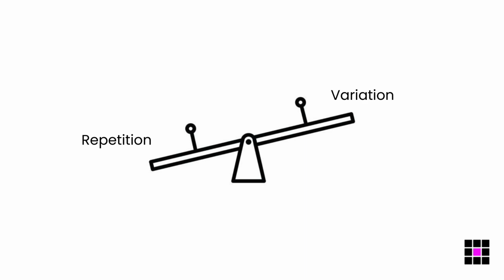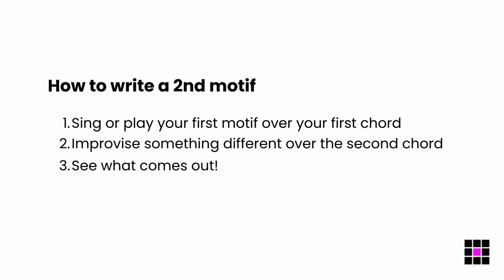Melody writing, and songwriting in general, is all about finding this perfect balance between repetition and variation. Right now we have loads of repetition, and we could probably use some variation. So what we need is a second motif that complements the one we already have. The best way to do this is to not overthink it. Sing or play your motif over the top of your first chord and then improvise something different over the next one and just see what comes out. Here's my example. I'm going to sing this because it's easier for me to improvise with vocals.